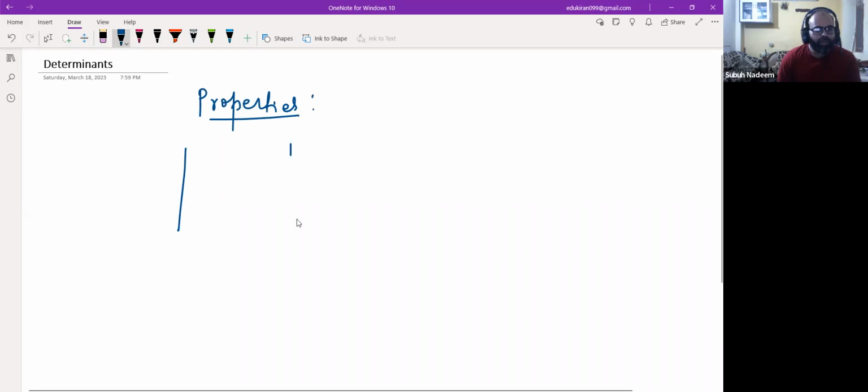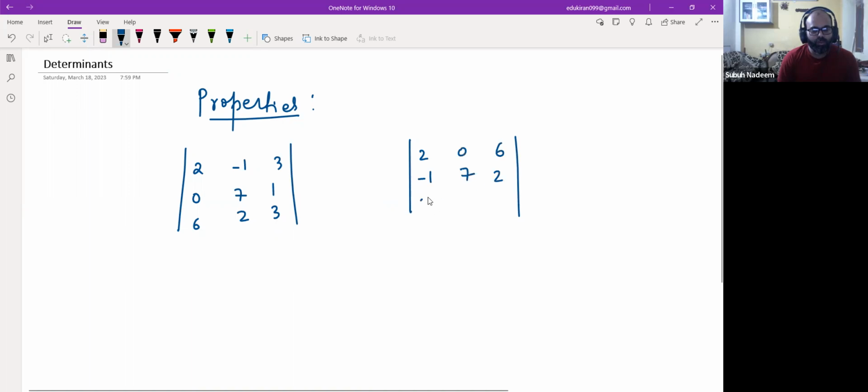If you interchange rows and columns of a determinant, then the value of the determinant does not change. Like if it is 2, minus 1, 3, 0, 7, 1, 6, 2, 3, and you want to change the row and column, it will become 2, 0, 6, minus 1, 7, 2, 3, 1, 3. The rows have become columns and columns have become rows, so the value of the determinant will be same. You can calculate that. You know how to expand a determinant and calculate it. So this is the first property.